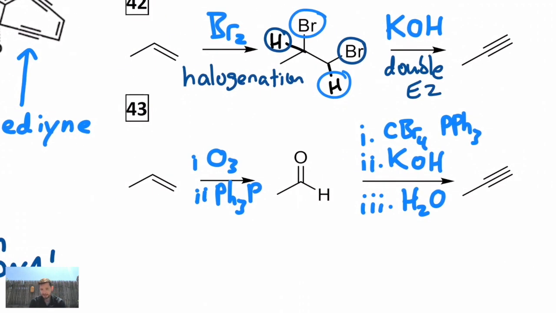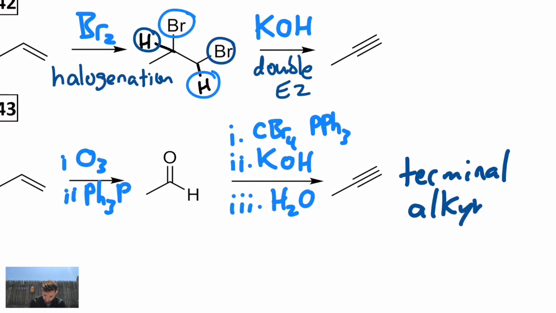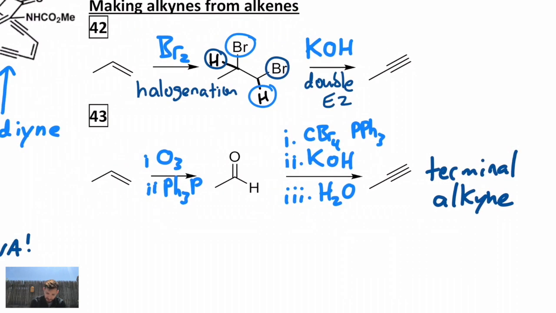This one is less atom economical. You actually cut a carbon off. We lose one of those carbons as formaldehyde. So you take a 3-carbon alkene, you get a 2-carbon aldehyde, and then you put the carbon back on from carbon tetrabromide. But it works quite well, although specifically this is for terminal alkynes only. Speaking of terminal alkynes, that's going to be our focus of today.